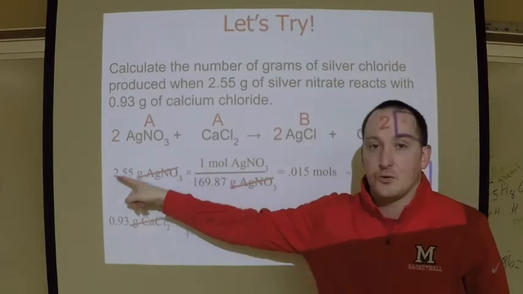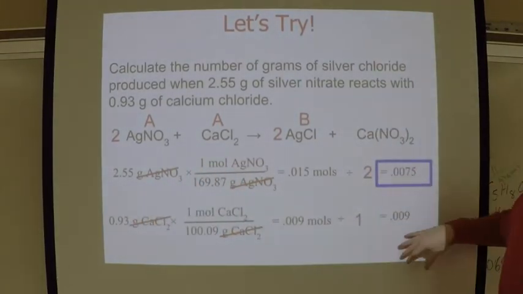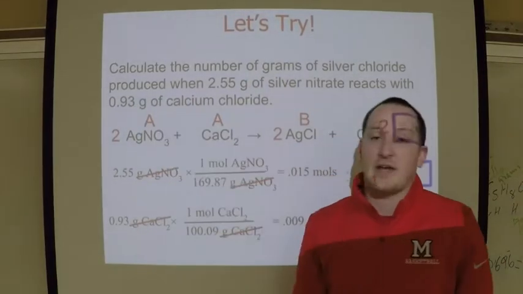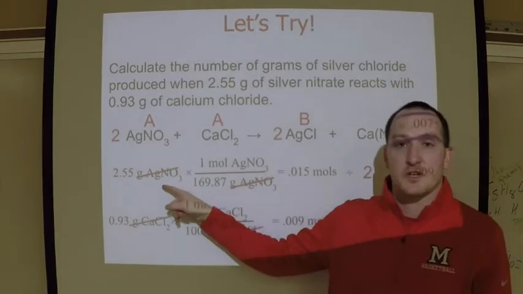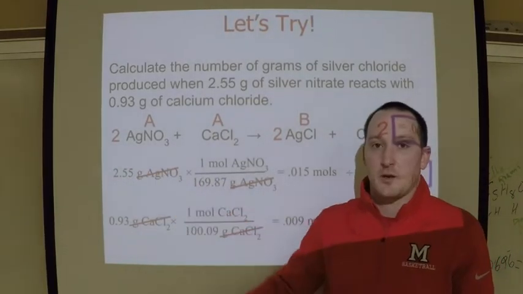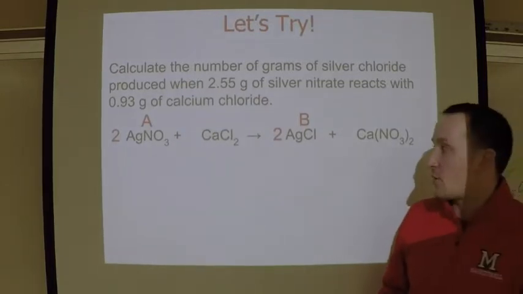This one is the smaller number, which means silver nitrate is my limiting reactant, which means I'm going to use this starting value to do my entire calculation, which means this is out. I can basically ignore my calcium chloride now. I don't need it because I've determined that silver nitrate is my limiting reactant, so I'm going to use that number. Alrighty? So, now let's finish our problem.